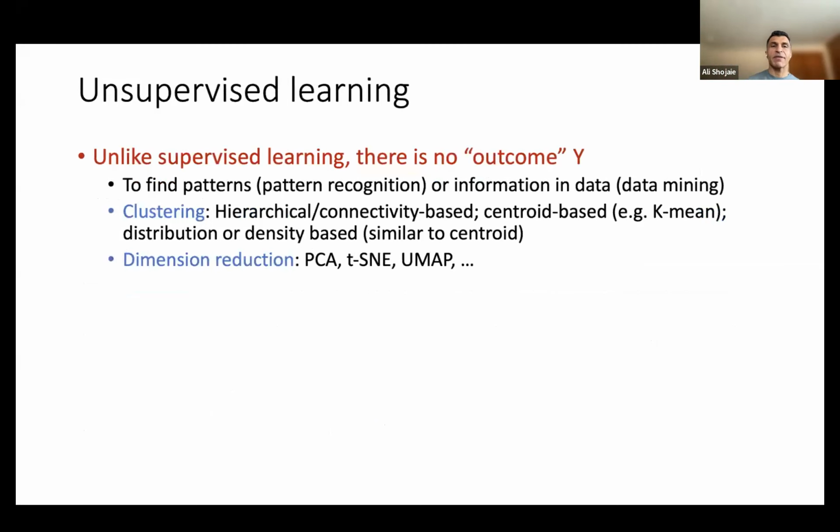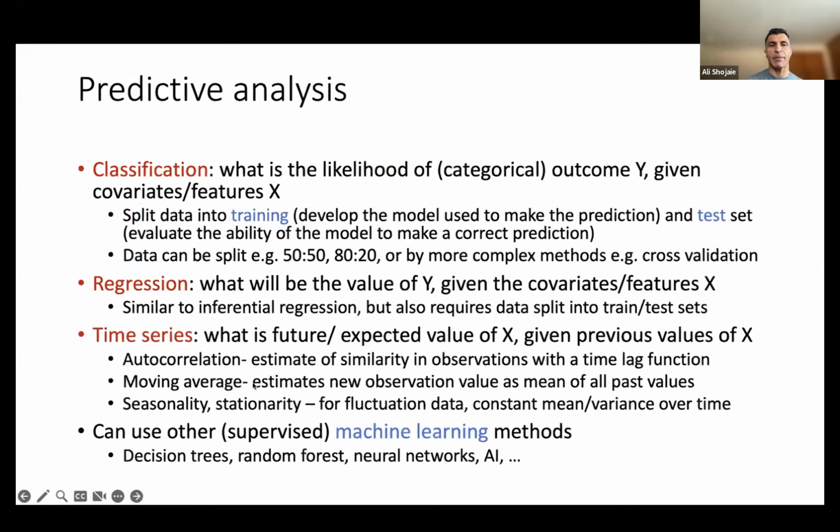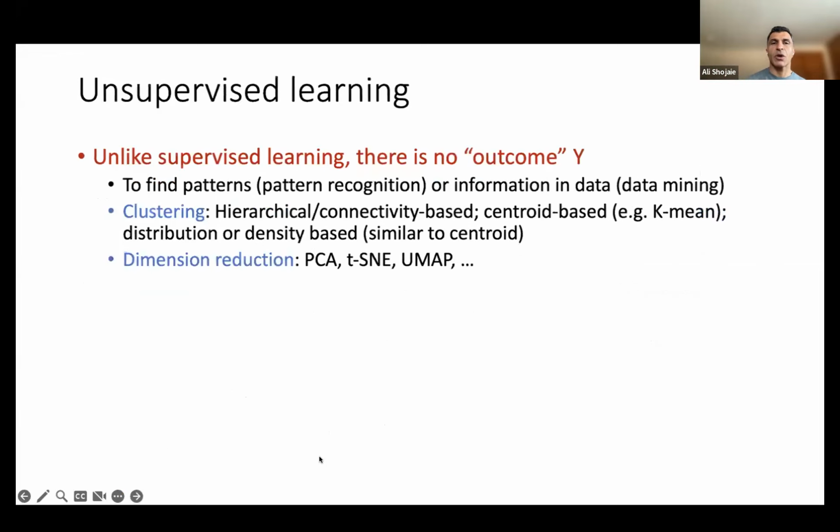You could also have unsupervised learning. So these were examples of supervised learning. You could also have unsupervised learning, these are the cases where basically you don't have an outcome. So you just want to find patterns in your data. And you could think of clustering or dimension reduction. These are all approaches that one could use for finding patterns.